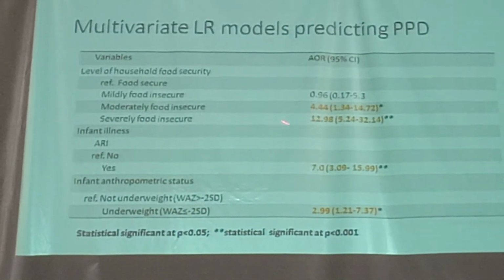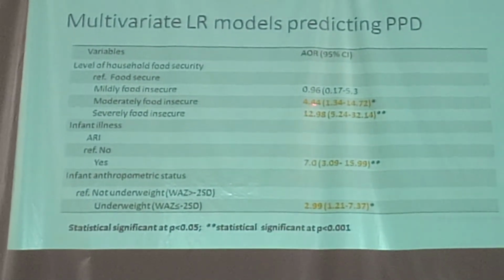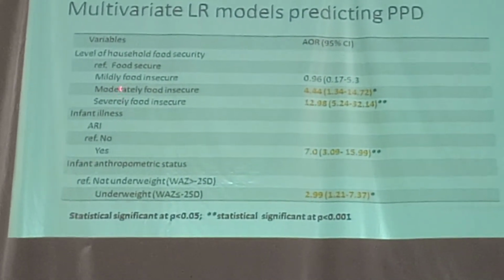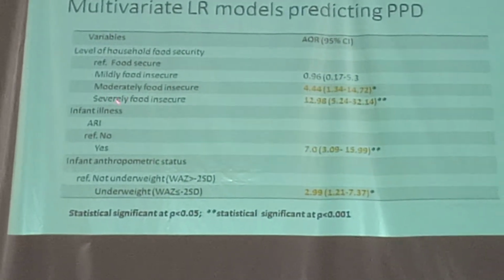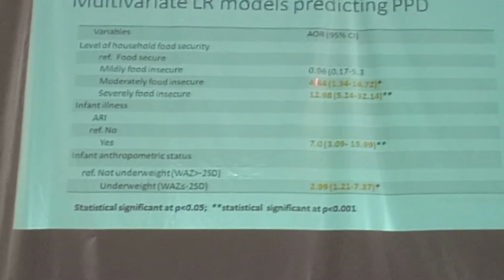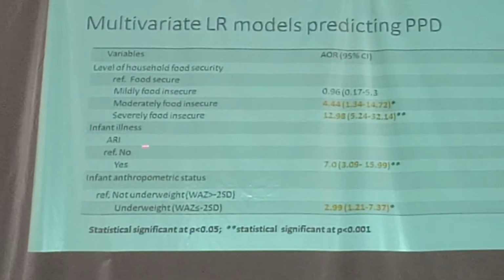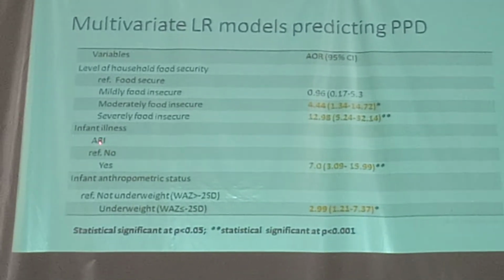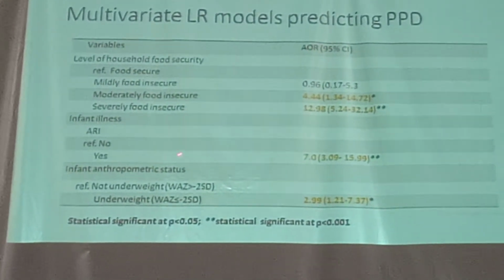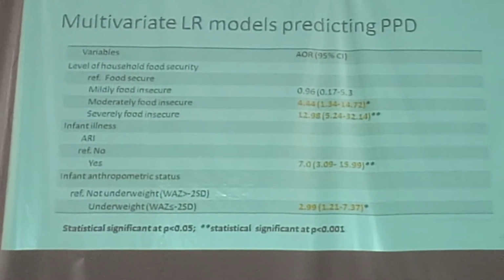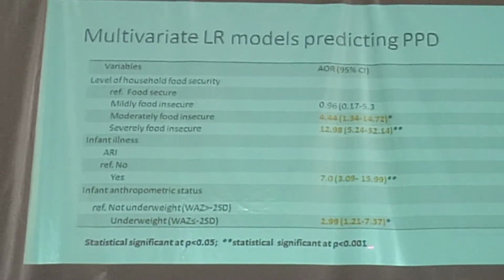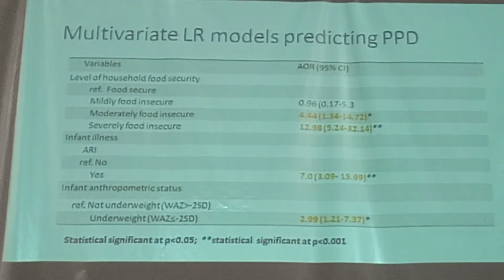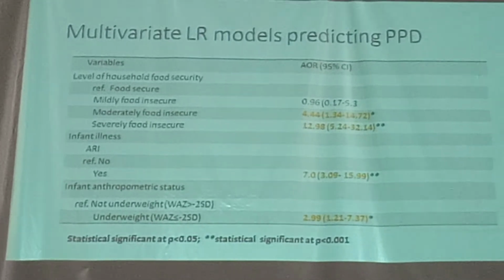Here we can see that maternal depression was about 4 times and 12 times more likely in households with moderate food insecurity and severe food insecurity, relative to food secure households. Similarly, mothers whose child was suffering with ARI were 7 times more likely to be depressed than mothers whose children were healthy. Similar interpretation applies for underweight and not underweight children.